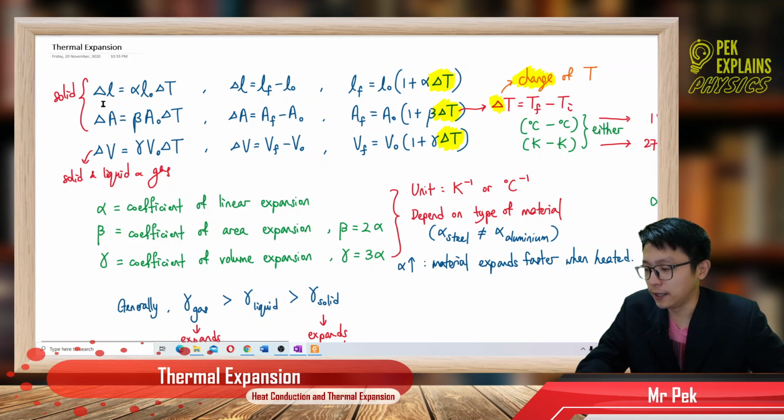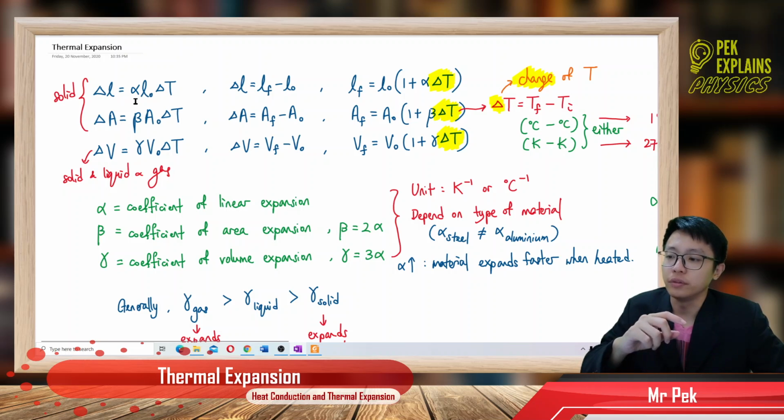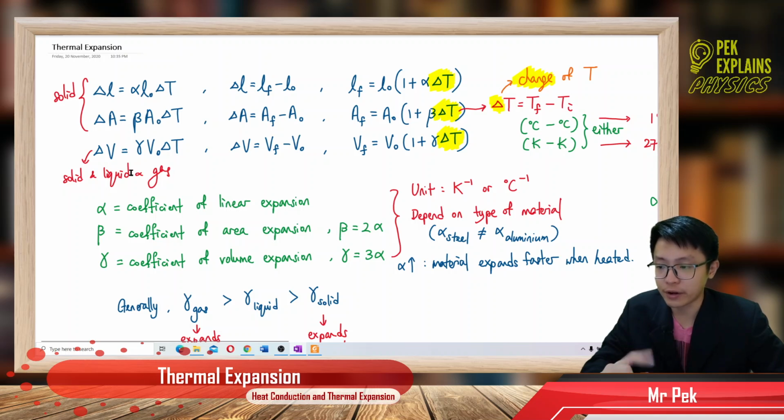Now you see, the change in length, the length expansion, depends on three factors. It depends on alpha. What is alpha? Alpha is the coefficient of linear expansion.